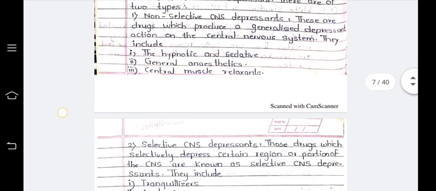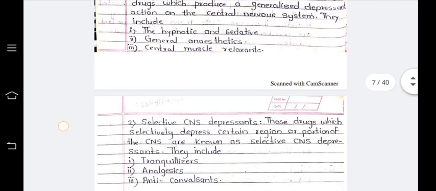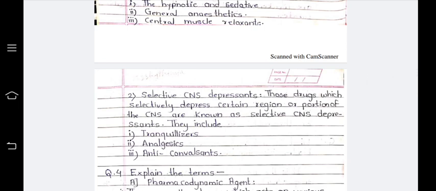Next question is: what is meant by CNS depressant? The drugs which have depressant action on the CNS as their principal pharmacological action are known as CNS depressants. There are two types. First, non-selective CNS depressants. These are drugs which produce a generalized depressant action on the central nervous system. They include the hypnotics and sedatives, general anesthetics, and central muscle relaxants.